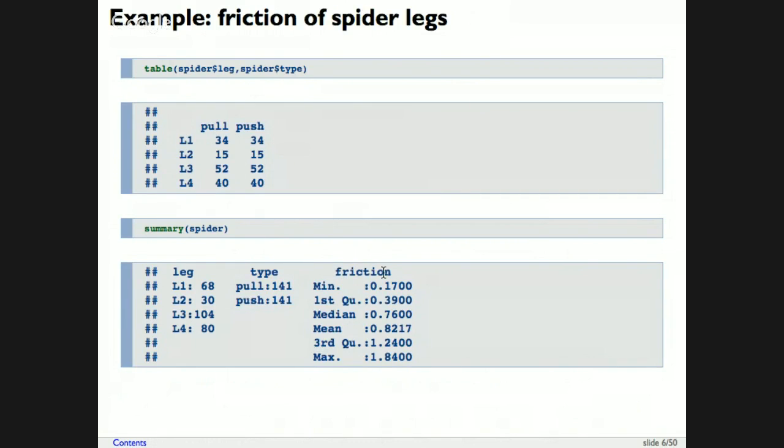Then there's this third column, the friction coefficients that you see varying down from a minimum of 0.17 to a maximum of 1.84. So we have one categorical variable with 4 levels. We have one binary variable with just pull and push, and we have a continuous variable of friction. And this is a fairly classic setup for a linear model where we have a continuous variable as our response and some combination of continuous or categorical or binary variables as the predictors. But this is going to be the typical case, and all of the cases that we'll cover today will have a continuous variable that is the response or the thing that we measure.